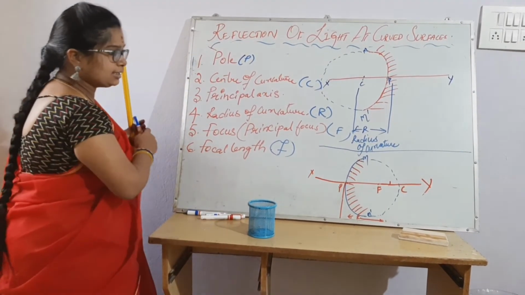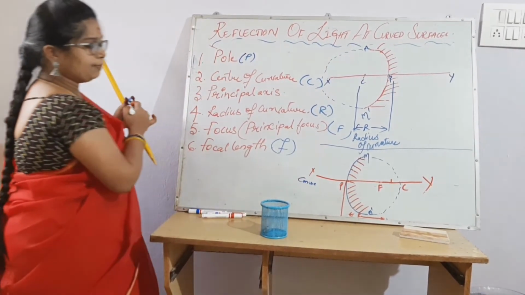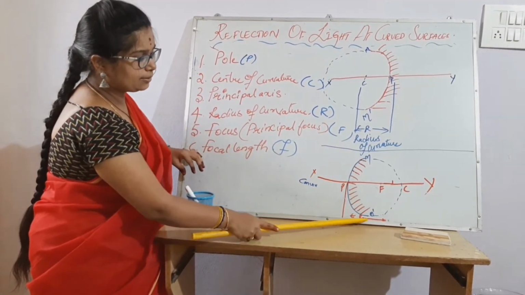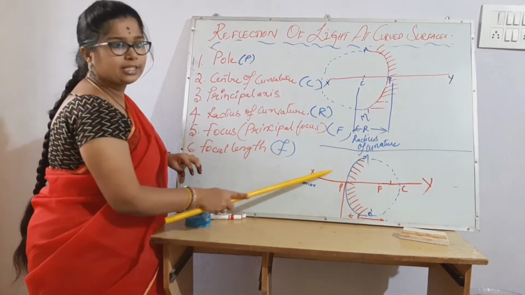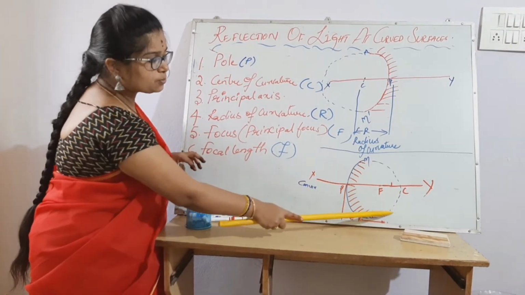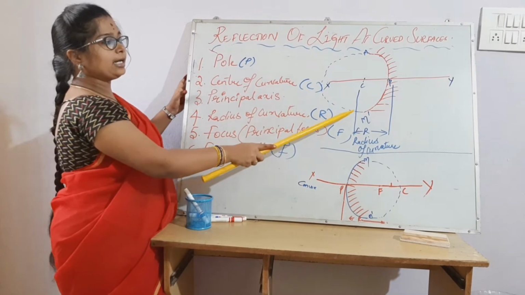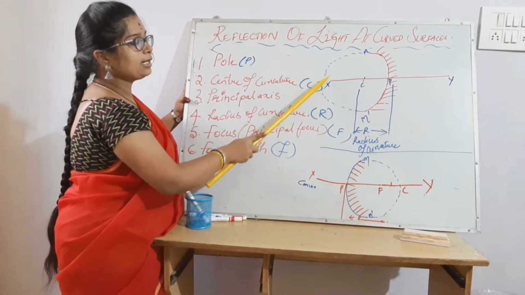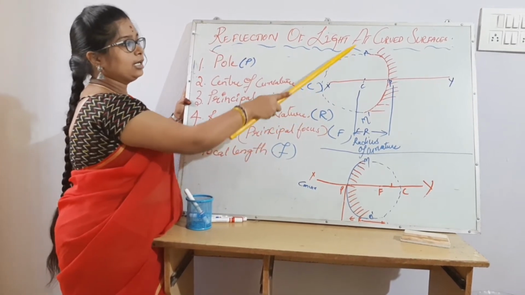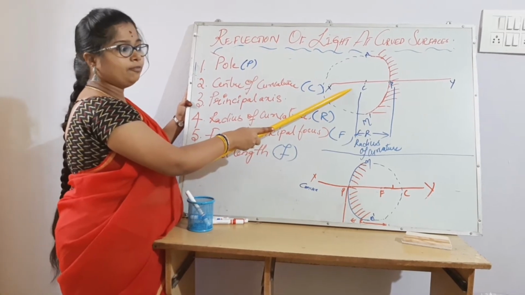As it is a convex mirror, which mirror is this? This is a convex mirror. Why? Because the mirror surface is the outer surface like this, and it is taken from a spherical mirror. The center of the spherical mirror is going to be your center of curvature.